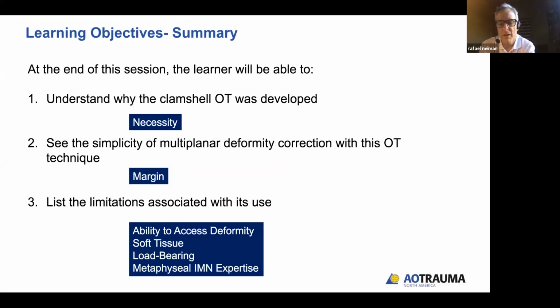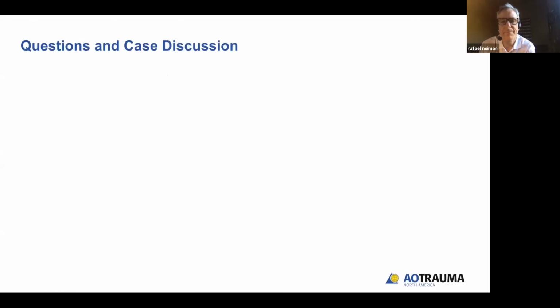But what's also an important point that Matt Graves gave us was that compared to the topic that I had, which was closing wedge osteotomies and angular corrections, those require a high level of precision in order to get your plane right and your cuts right. But there's a much larger margin available to you for multiplanar correction with the clamshell osteotomy. There are limitations to its use, and some of them are soft tissue. Some of them are that the nail is going to bear all your load, and you have to be very good with your IM nailing techniques and be able to do metaphyseal nailing very well in order for this technique to work for you.